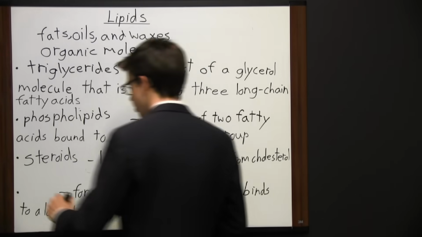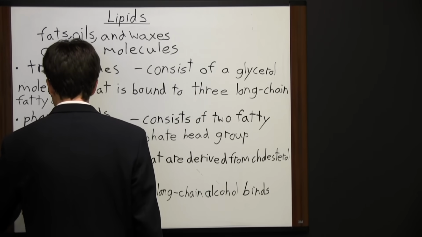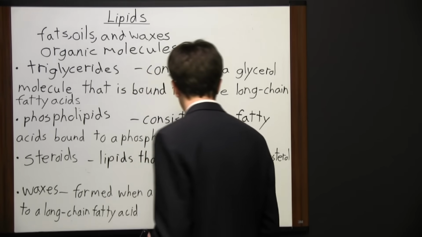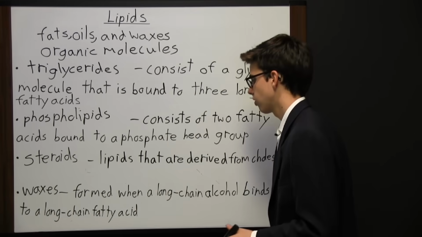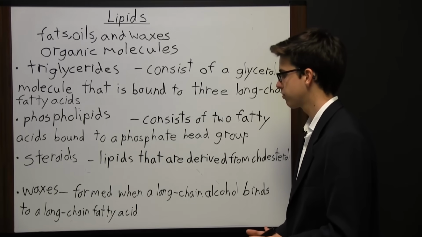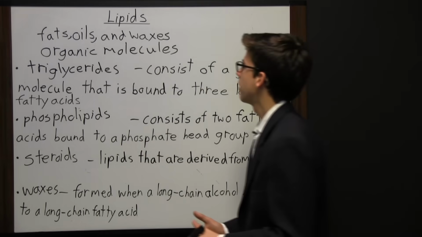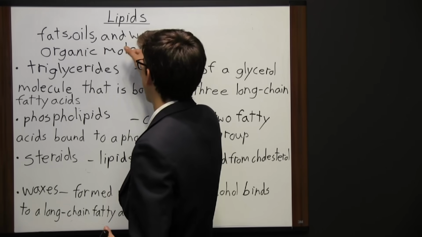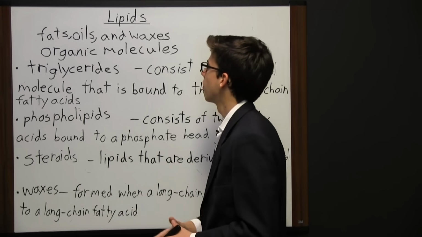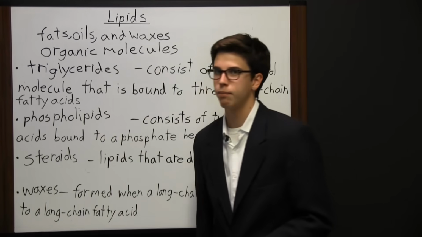Now, the fourth group of lipids that we're going to talk about are waxes, which are formed when a long-chain alcohol binds to a long-chain fatty acid. So again, some common types of lipids are fats, oils, and waxes. And like cholesterol, lipids are organic molecules.